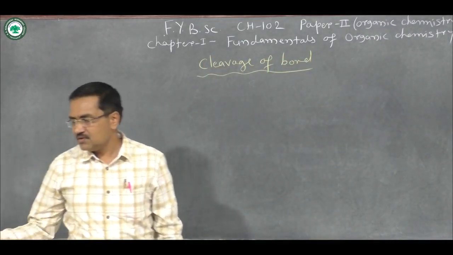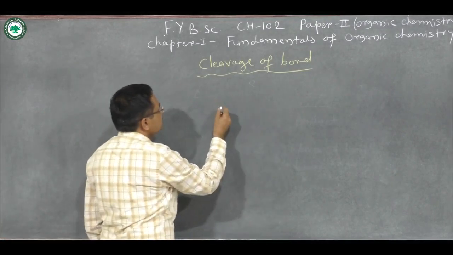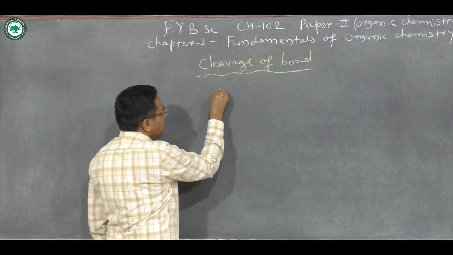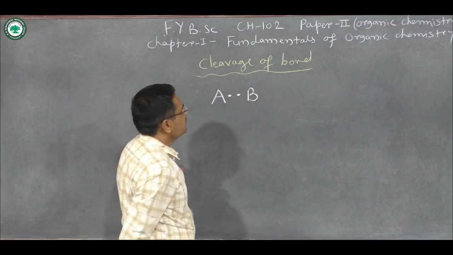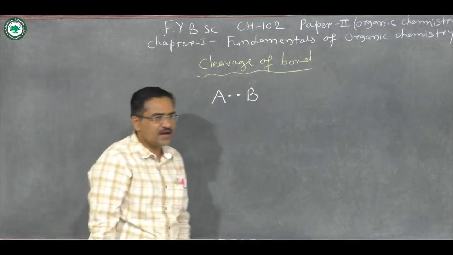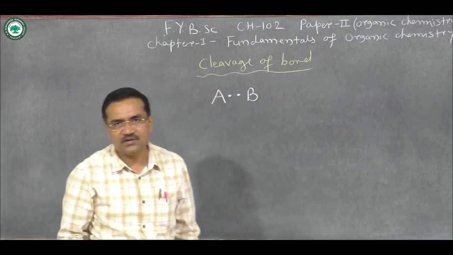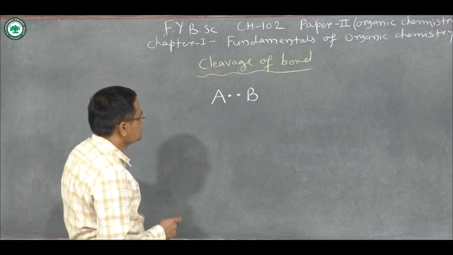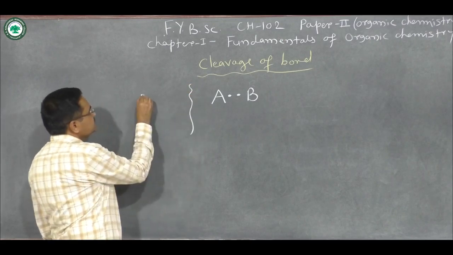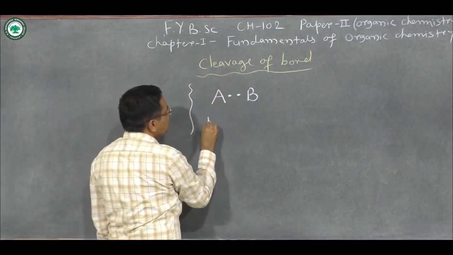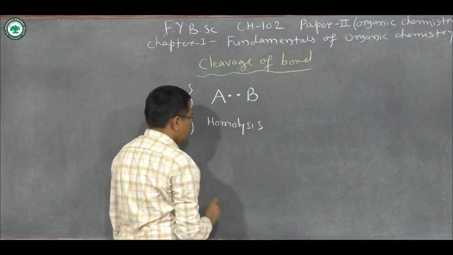Now you know very well about this. Covalent bond is made from sharing, pairing of electrons. And there are two ways to break this bond, and on the basis of this there are two types of cleavage of bond, that is homolytic cleavage, that is called as homolysis, and heterolysis.